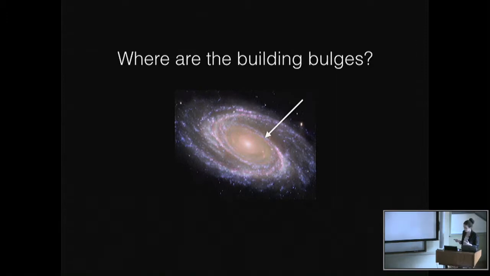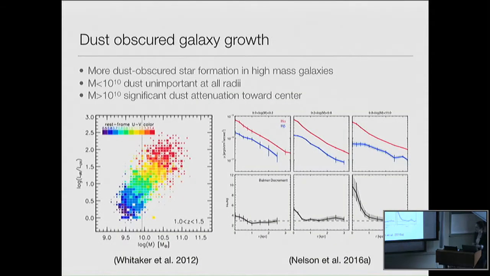Do you form all these stars in disks and then in some way drive them into the centers of galaxies via stellar migration or secular evolution, or how do you build these bulges? And I think the reason that we're not seeing the building of bulges in our typical ways of probing star formation is dust.